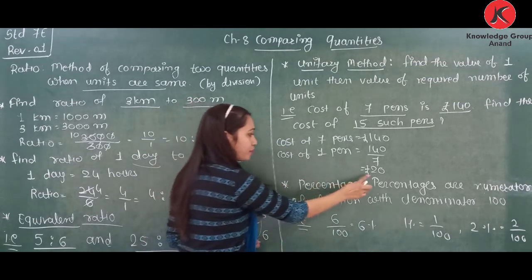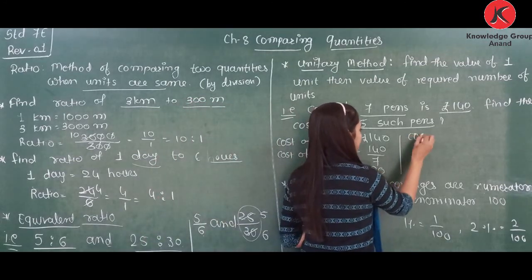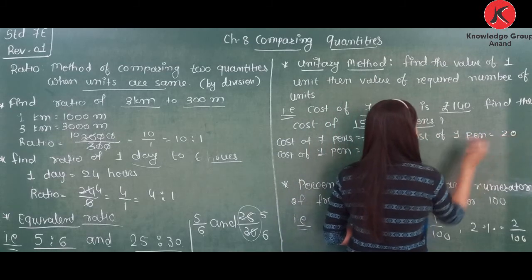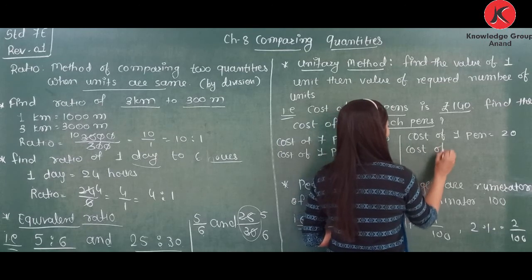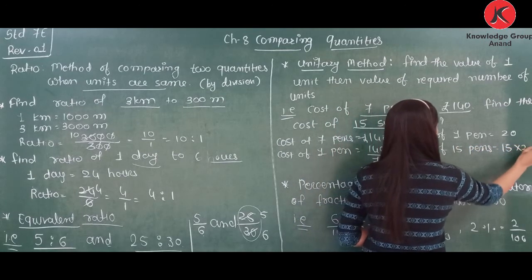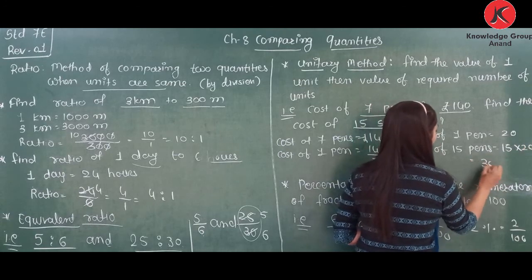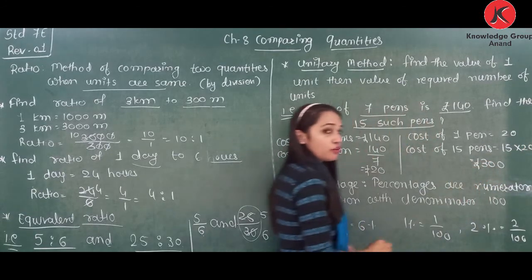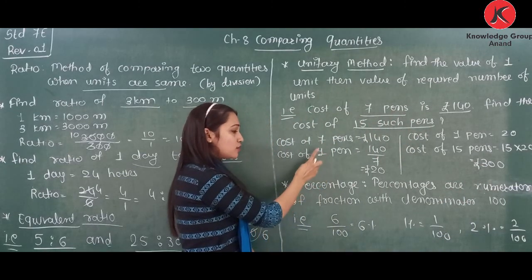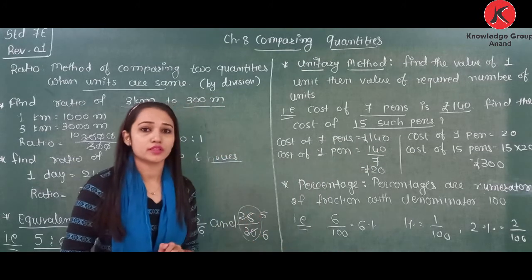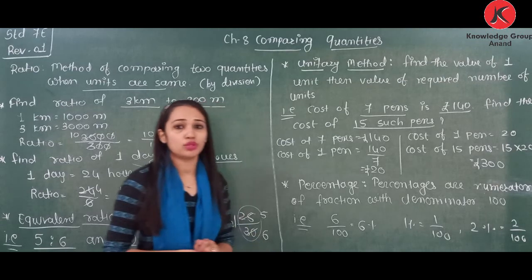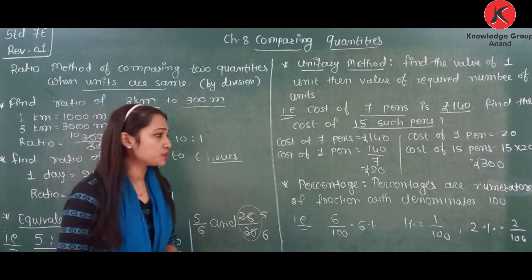Now if the cost of 1 pen is 20, so the cost of 15 pens is 15 multiplied by 20. So that is 300. So here from the bunch of 7 we find the value of 1 and use that value of 1 to find another bunch, that is of 15 pens. Clear?